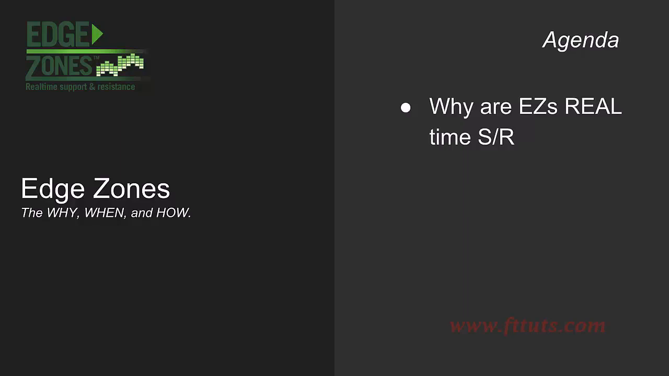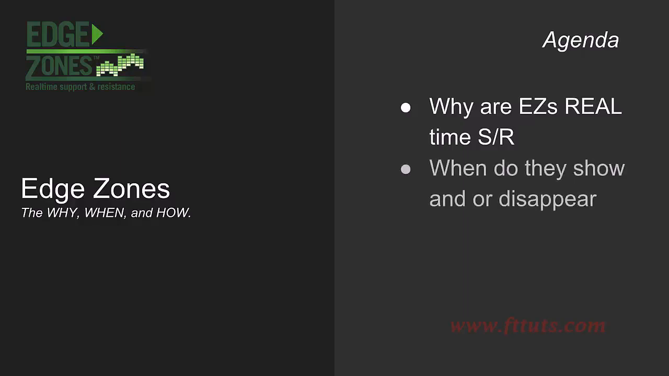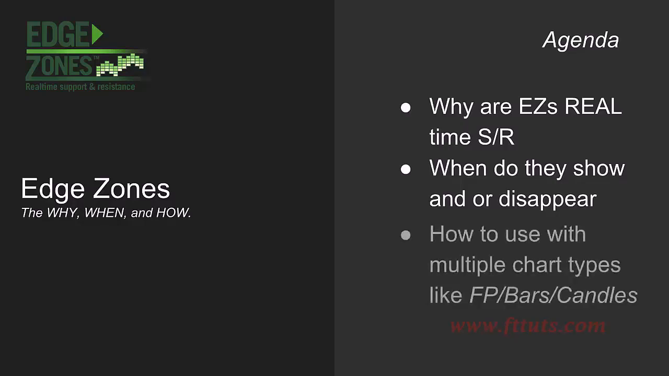Why are the EZs real-time support resistance? We'll cover that. When do they show or disappear? When would they get cut off? When would they extend? And then how to use them in multiple chart types: footprints, bars, candlesticks. You don't always have to use them in footprints, okay?